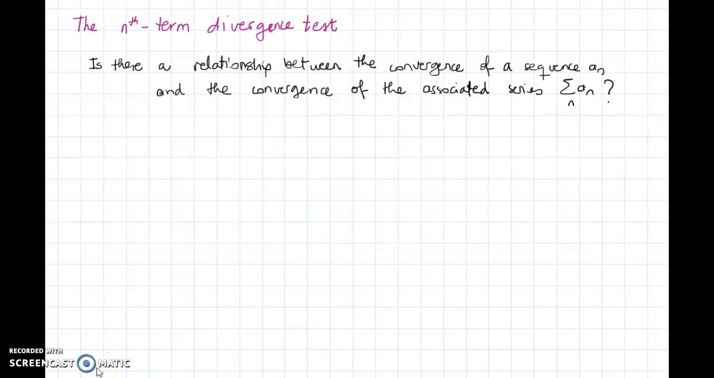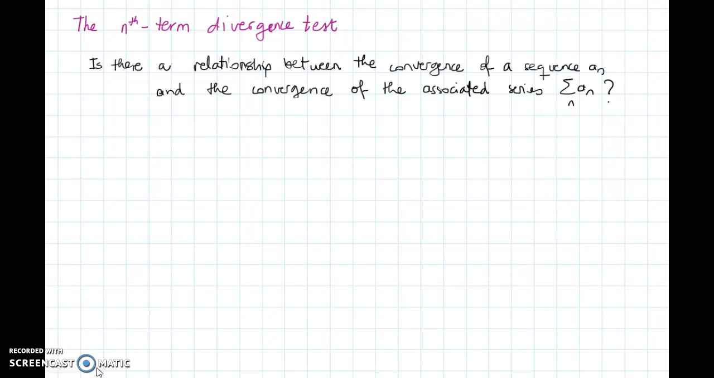We begin by considering a result known as the n-term divergence test. The question we are trying to answer is: is there a relationship between the convergence of a sequence a_n and the convergence of the associated series, the sum of a_n? We are going to begin by looking at some examples that hopefully give us some intuition of what's happening.